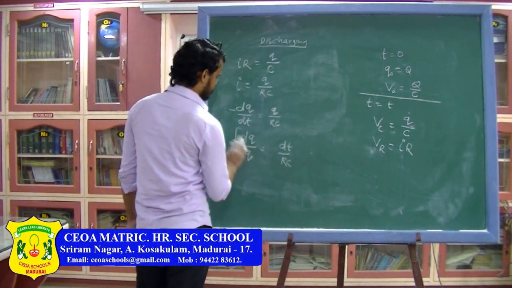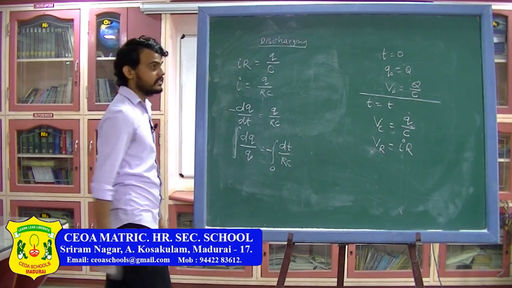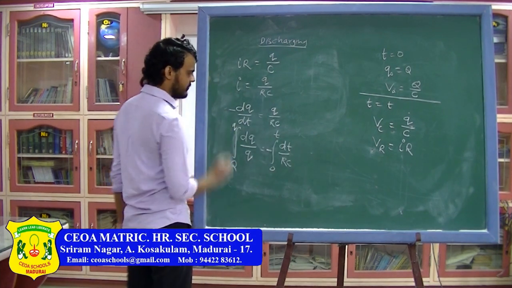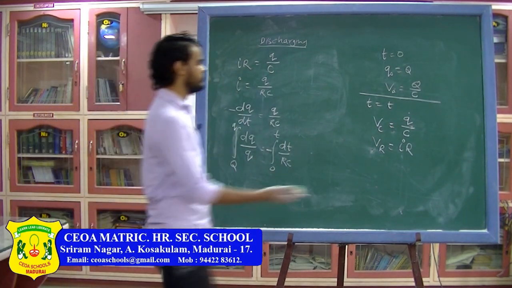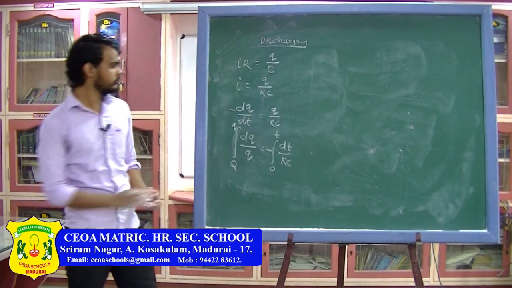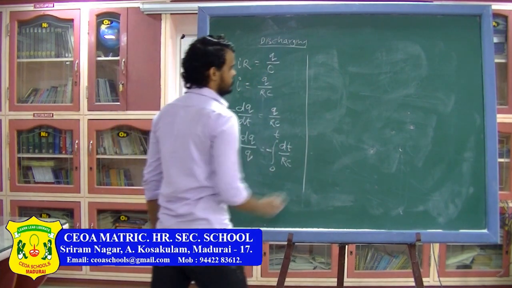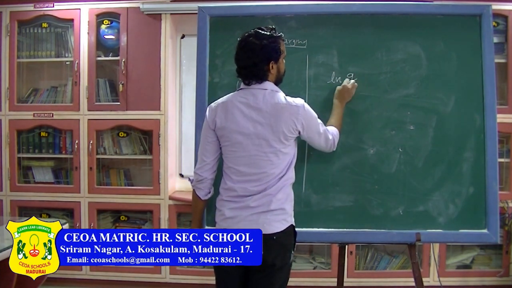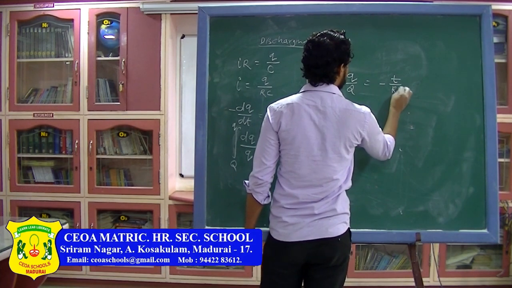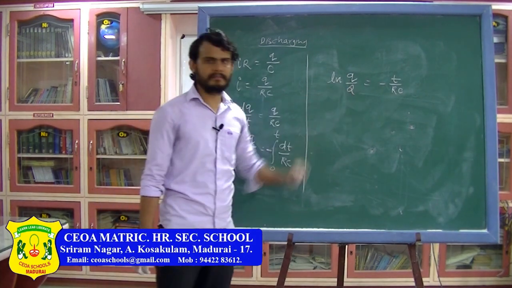So here, the integration: at t is equal to 0, the charge on the capacitor is capital Q. At time t is equal to t, the charge on the capacitor will be q. So this integration will be ln q divided by capital Q, which is equal to minus of t by RC. This side integration will be t by RC and this side integration will be ln q divided by capital Q.